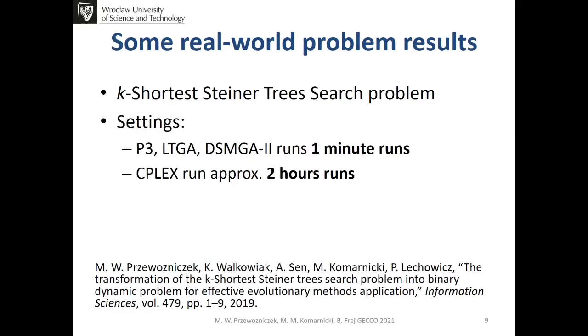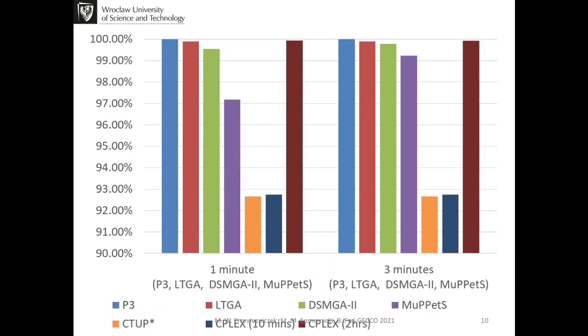Now, the question is how effective this kind of methods may be. We can consider the k-shortest Steiner tree search problem, and in this paper we have considered the P3, LTGA, and DSMGA2 runs in 1 minute. They were given only 1 minute of computation, and they were compared with Cplex, which was supported with 2 hours of computations. So here we have some results.